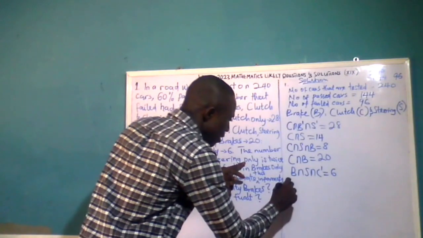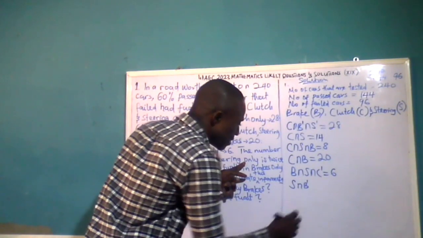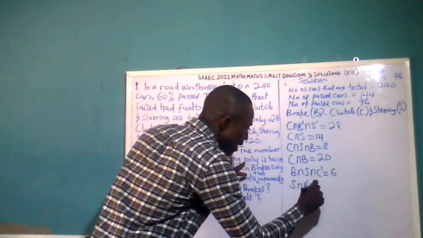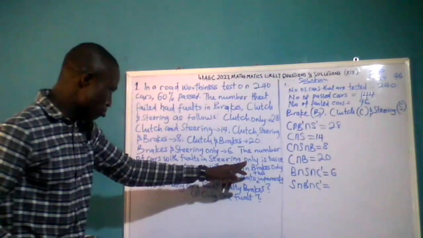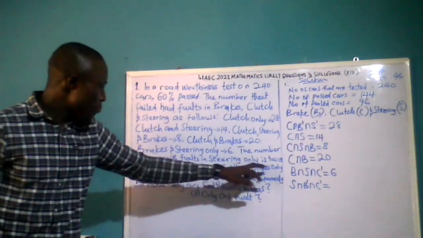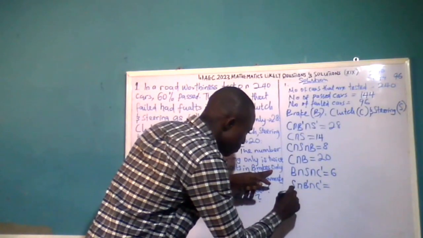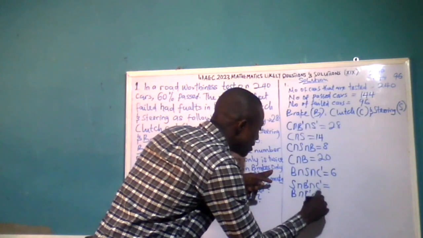Take note of that. That is X intersection no fault in brake, that is steering intersection no fault in brake, no fault in clutch, is equal to twice the number of cars with faults in brakes only. That is brake intersection no fault in clutch, intersection no fault in steering.